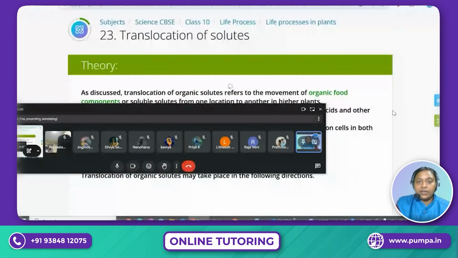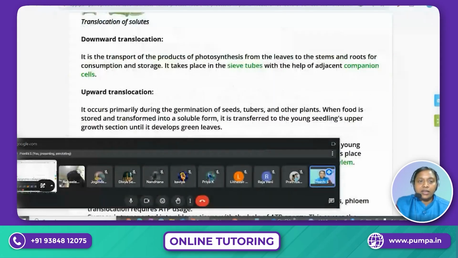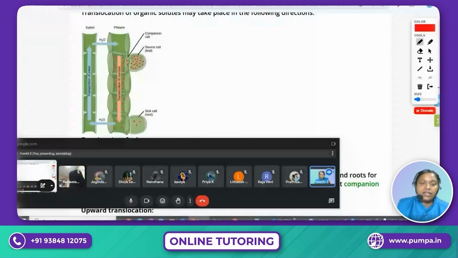Next is the translocation of solute. Here we have to learn about two things: one is the source, another is the sink. Source and sink. It's very simple, children. Which one is called the kitchen of a plant?